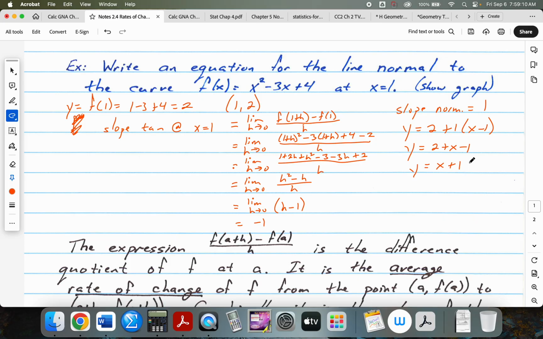Again, when we take a quiz or a test, if you want to just leave it in point slope form, you're absolutely welcome to. The only reason I change it to slope intercept is because that's how your book is going to give you the answers when you're looking up the odds.